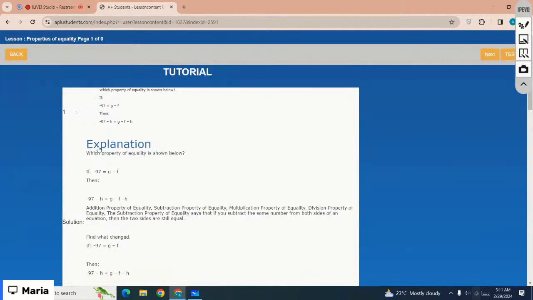Okay, the first example: which property of equality is shown? Negative 97 equals G minus F, right? Now, which property? Okay, let's see. That is the subtraction property of inequality, right? If you subtract the same number from both sides of an equation, the two sides are still equal, right?